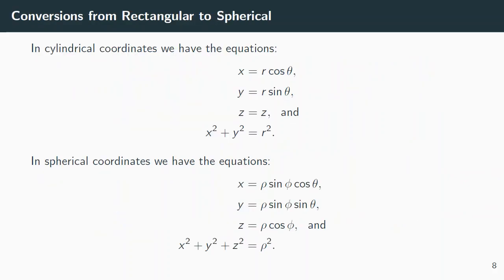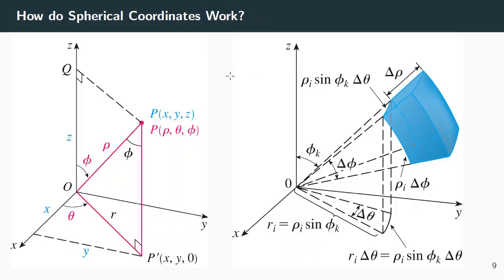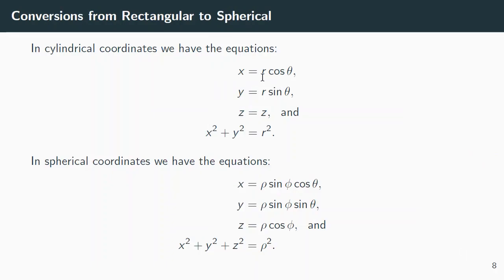So let's talk about how you would convert equations from rectangular coordinates to spherical. We already saw for cylindrical coordinates we had x equals r cosine of theta, y equals r sine of theta, z was z, and x squared plus y squared is r squared. So we want similar equations for this. And the real question is, what is r?